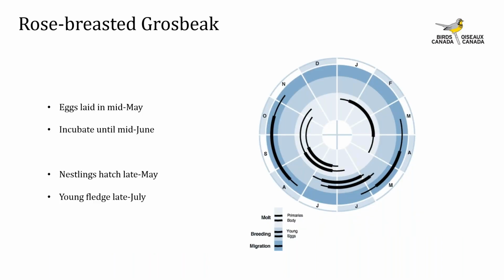So the grosbeak begins laying their eggs in mid-May and will incubate until mid-June. The nestlings begin hatching late May, and all young will have fledged by late July.